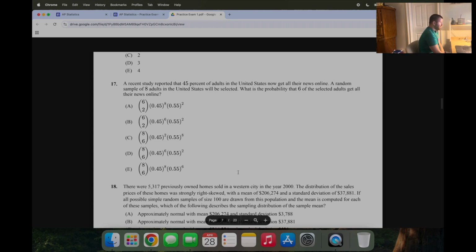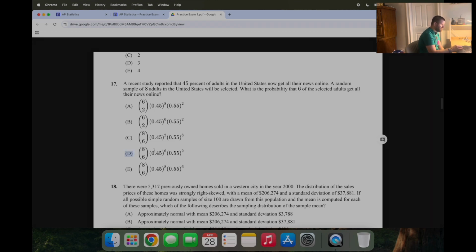So we are randomly selecting a sample of 8 adults, and what's the probability that 6 get their news online? Because I know the binomial formula, I know my sample size is on top there in the sample size choose successes. So that automatically eliminates A and B. Those are out. I also know that from the binomial formula, whatever I'm choosing, 6 successes, needs to be the power on my probability of success. And that only happens in answer choice D.